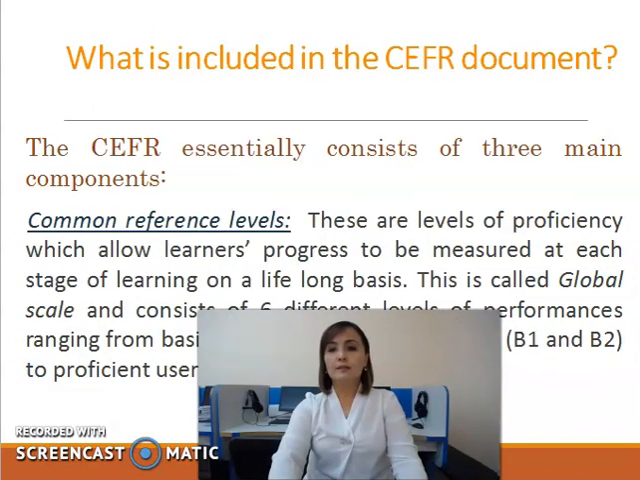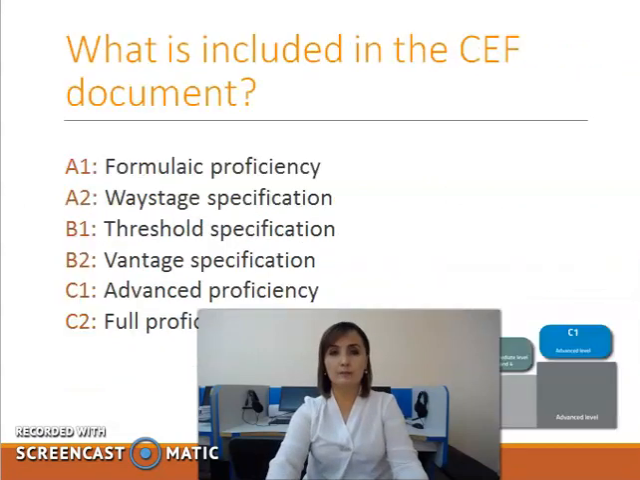What is included in the CEFR document? The CEFR essentially consists of three main components: common reference levels. These are levels of proficiency which allow learners' progress to be measured at each stage of learning on a lifelong basis. This is called global scale and consists of 6 different levels of performances ranging from basic A1 and A2 to independent B1 and B2 to proficient user C1 and C2.